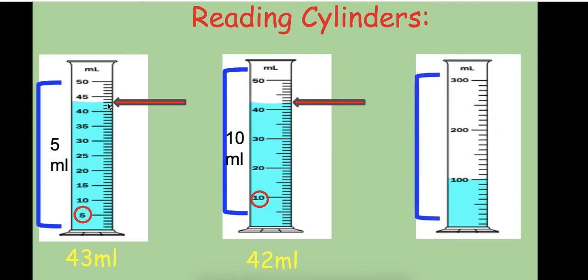So there is the third one. And again, we need to see how much it goes up in before we can read. It starts at 100 and then you can see 200, 300. So it's going up in 100 mils at a time. So that means each line in between 100 and 200 is 10 mils. Okay, but ours is luckily sitting right there on the 100, so this one has 100 milliliters.